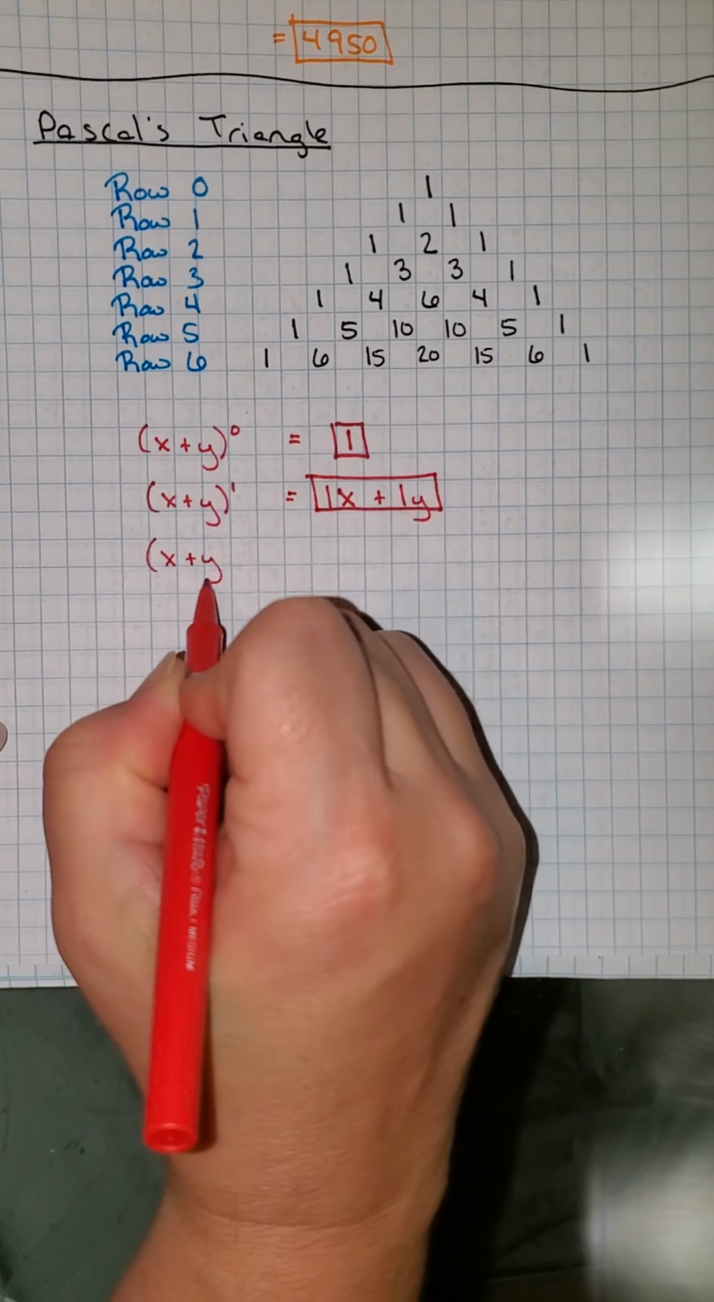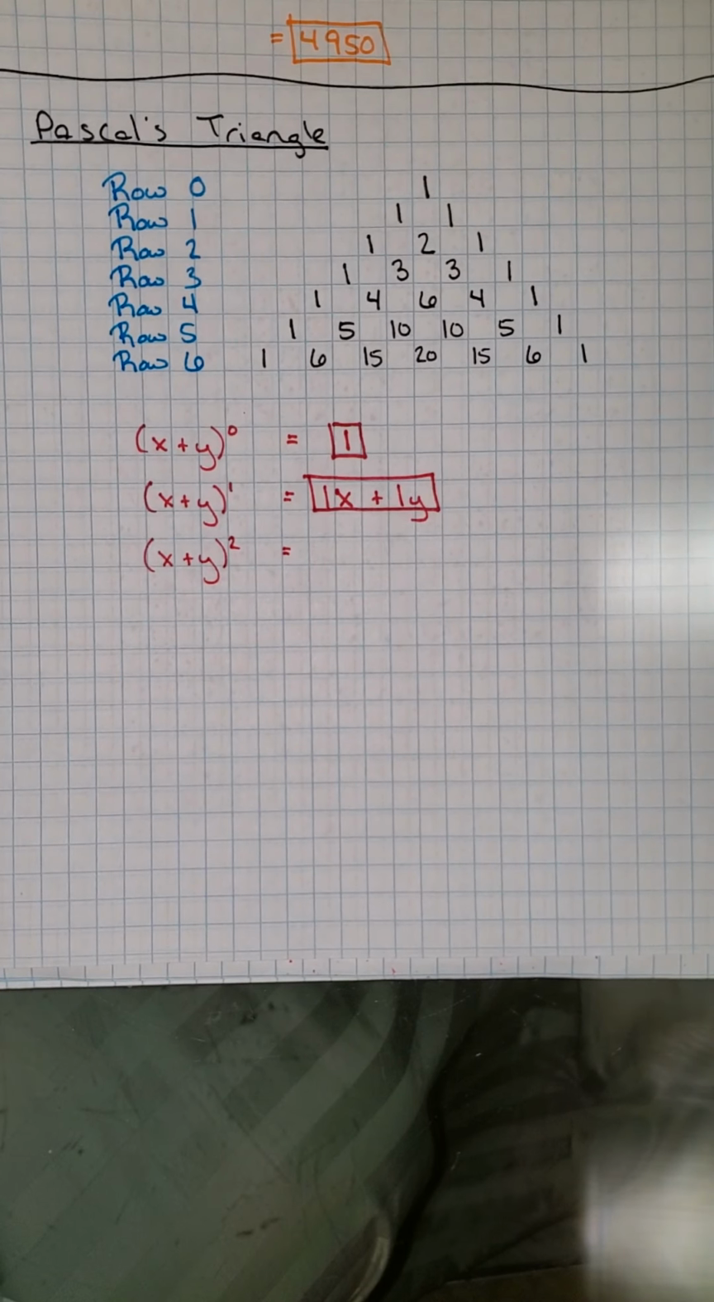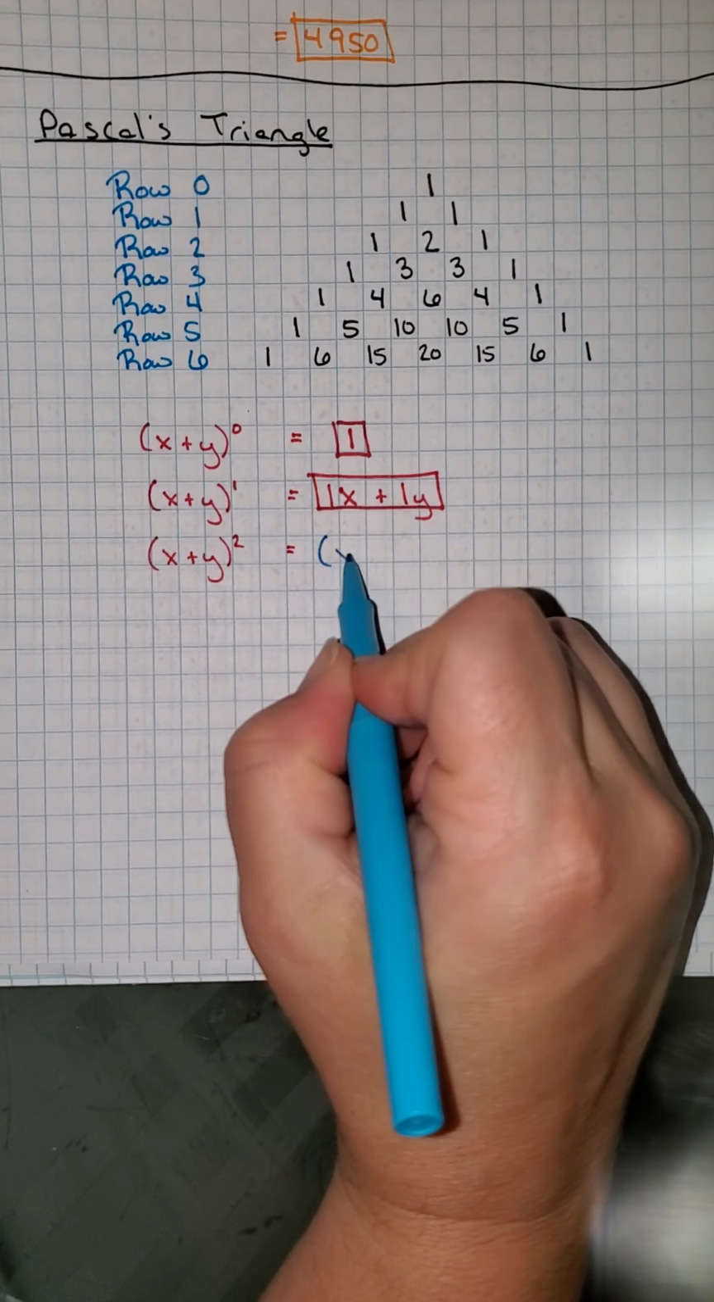Next, I'm going to do x plus y to the second power. Alright, so this one would need some foiling out, because this is x plus y times x plus y.